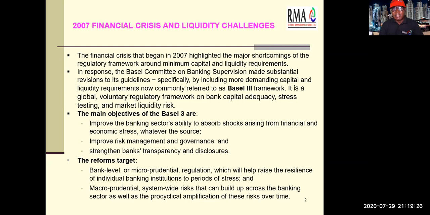Now, the main objectives of the Basel III Capital Accord are three. One is to improve the banking sector's ability to absorb shocks arising from financial and economic stress, or what you might also refer to as exacerbations, whatever the source. The second objective is to improve risk management and governance, and finally, to strengthen banks' transparency and disclosures. Transparency and disclosures refer to the Pillar 3 component of the Basel III Capital Accord.